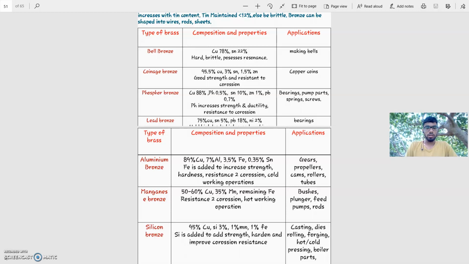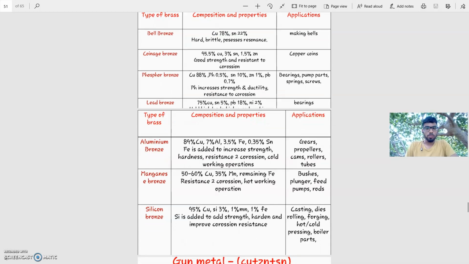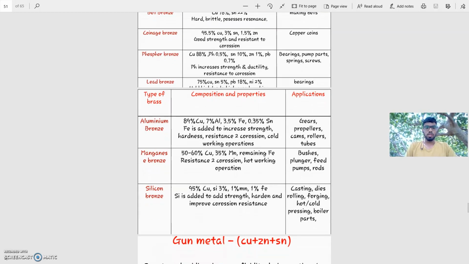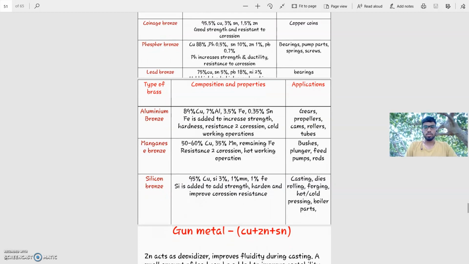Coinage bronze: 95% copper, 3% tin, 1.5% zinc. Properties are good strength and resistance to corrosion. They are used to make copper coins. Phosphor bronze: copper 88%, phosphorus 0.5%, tin 10%, zinc 1%, lead 0.7%. Phosphorus increases strength and ductility, resistant to corrosion. They are used to make bearings, pump parts, springs, and screws.